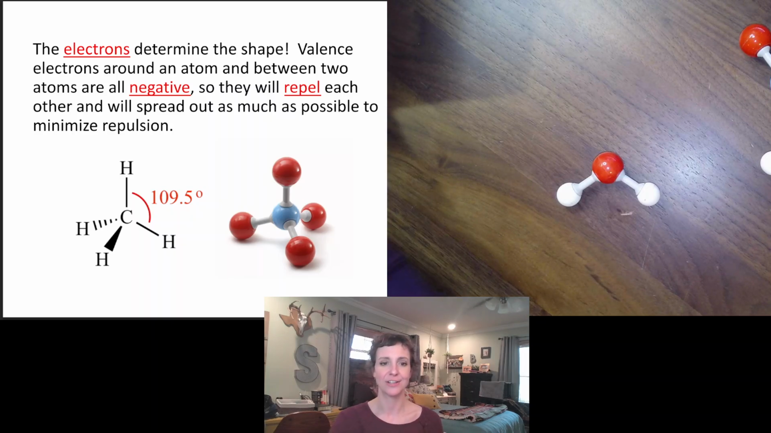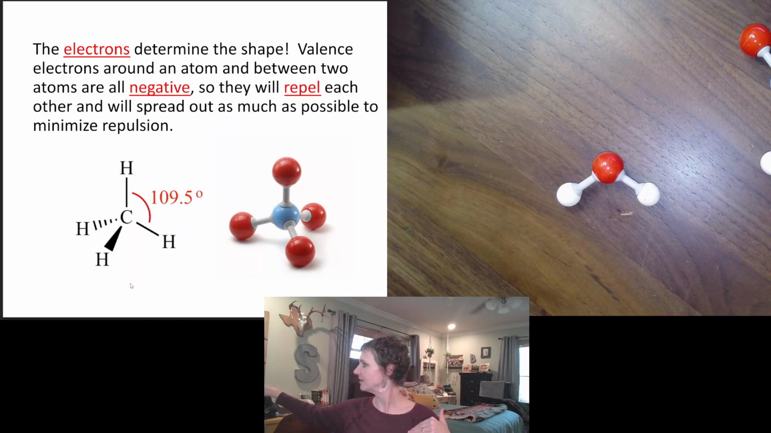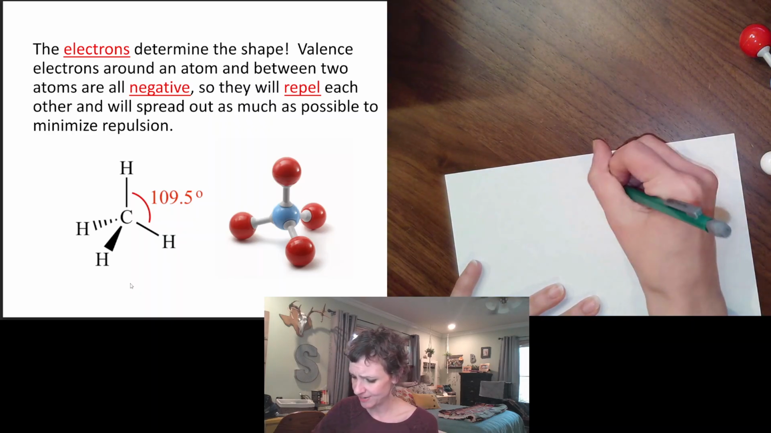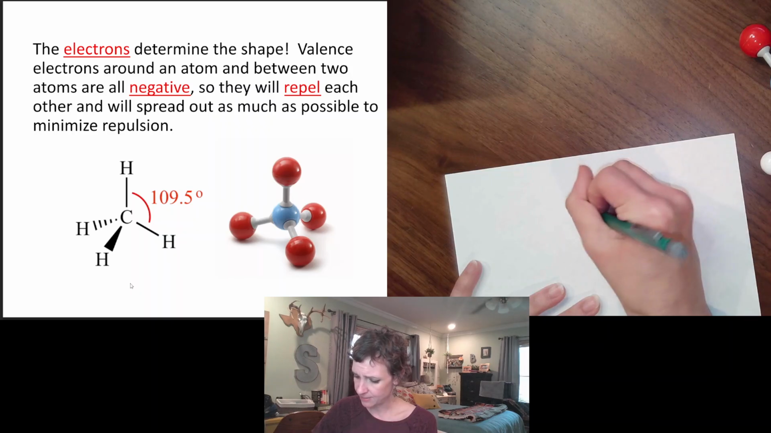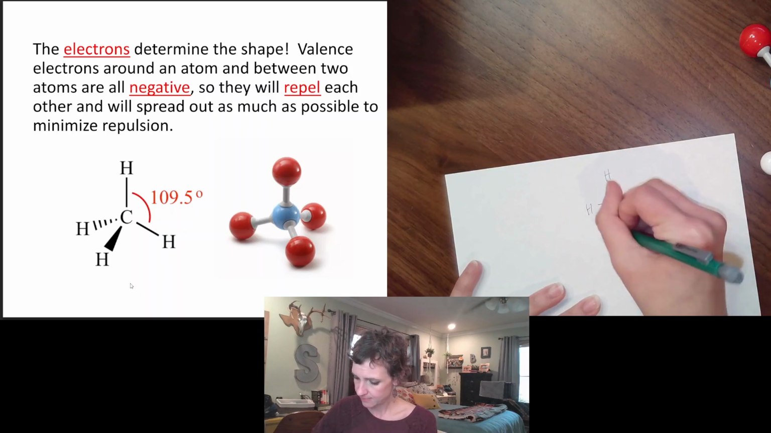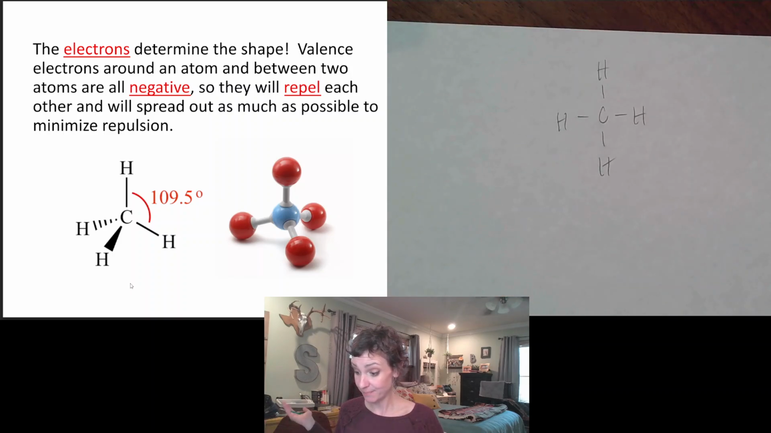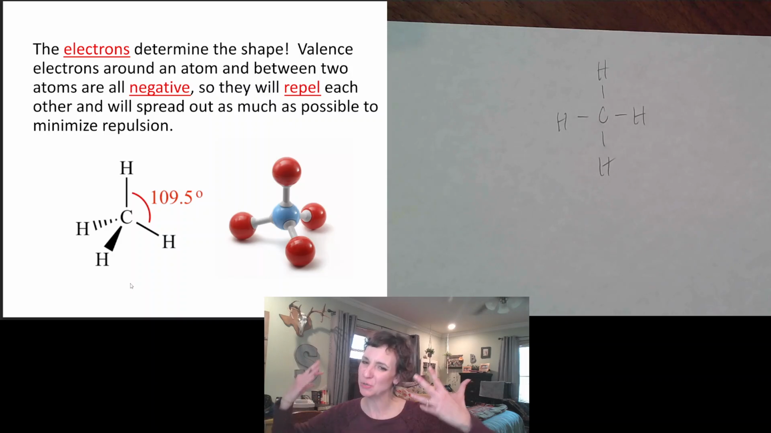So I think we drew a Lewis structure for carbon bonded to 4 hydrogens. In fact, I can draw it right now. Let me get a piece of paper out. When we drew our Lewis dot structure for carbon bonded to 4 hydrogens, we did this. And that absolutely is a correct Lewis dot structure. Yep. But Lewis dot structures only show 2D.